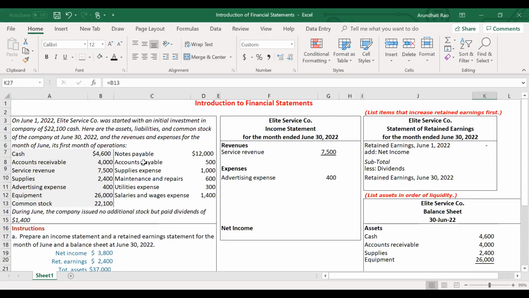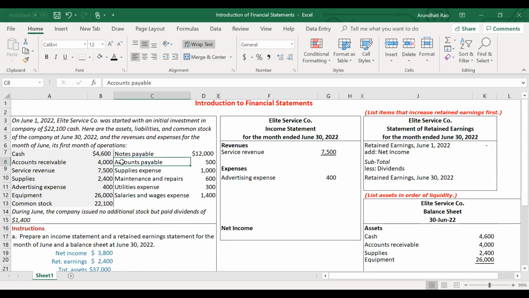And then I have notes payable and accounts payable. The word payable indicates they're liabilities. I owe money to someone. Usually notes payable would be a larger amount, and these are monies I have borrowed, let's say from a bank. I need to pay that with interest. Accounts payable is typically monies I owe a vendor.